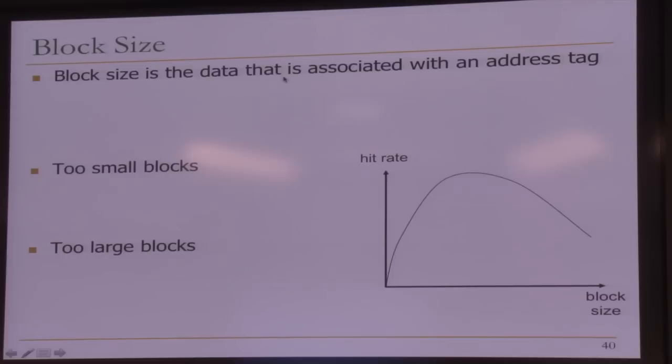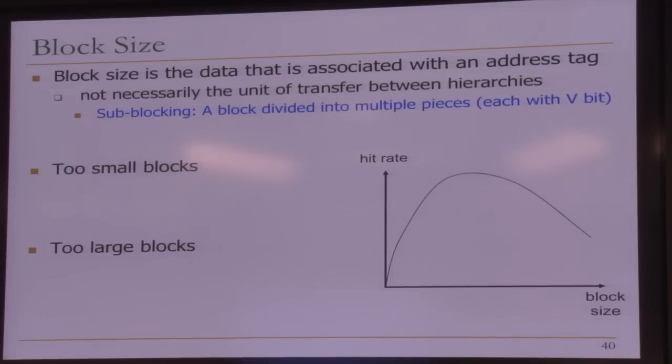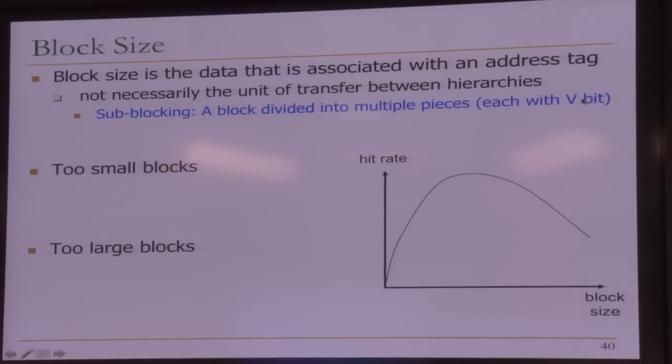So block size is the data that's associated with an address tag, as we've discussed, right? It's really the unit of storage in the cache. It's not necessarily the unit of transfer between hierarchies. I'd like to distinguish between this. For example, if you have subblocks, you're really dividing the block into multiple pieces, each with its own valid bit. So you can transfer, your block size could be 64 bytes, but you can transfer 8 bytes at a time. So your bus between the cache levels doesn't need to be 64 bytes.